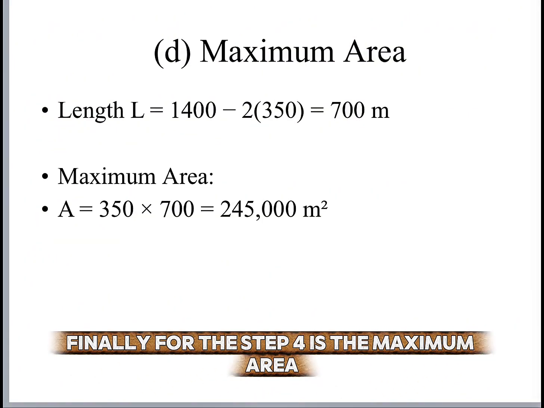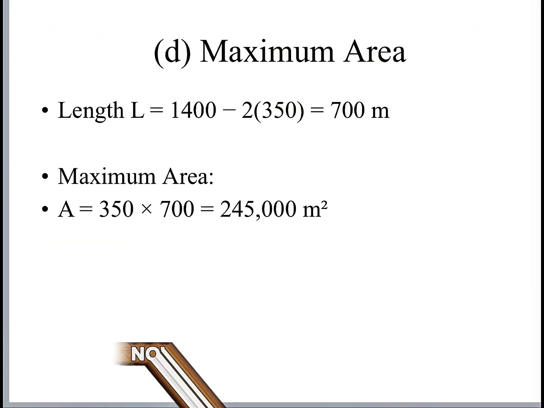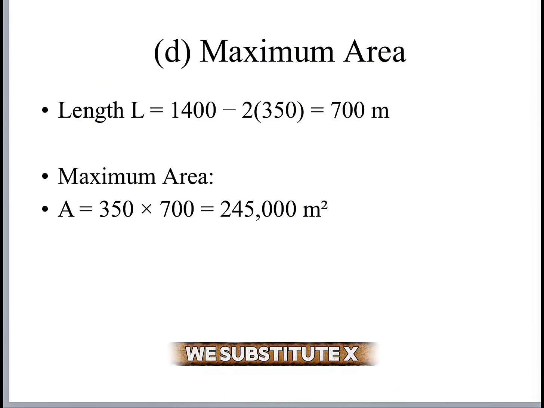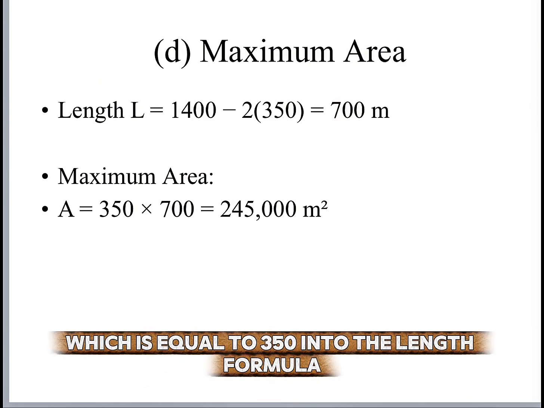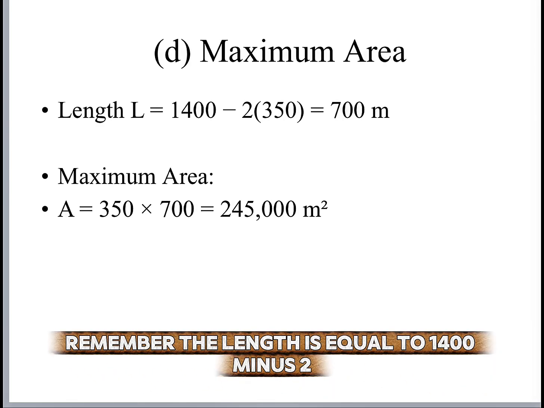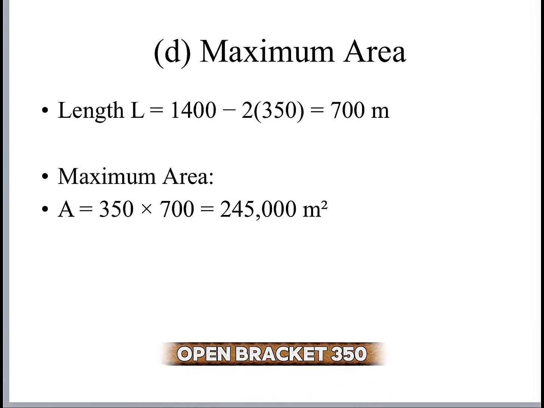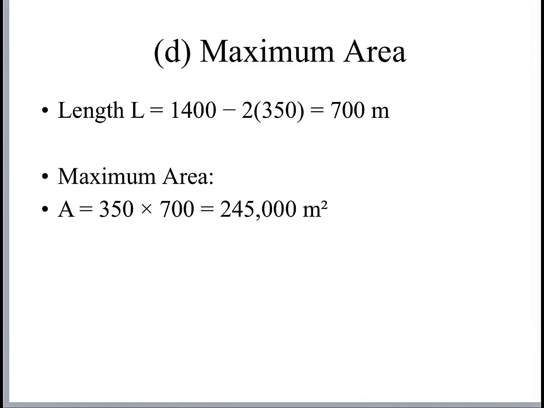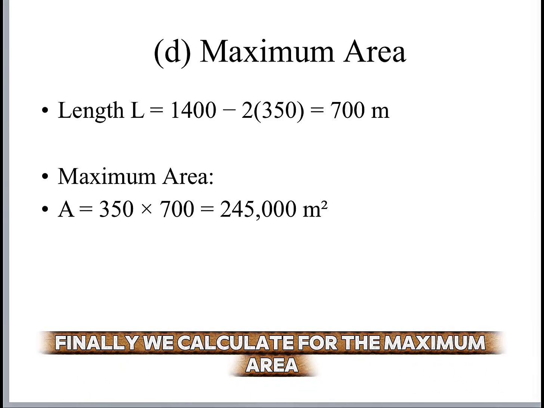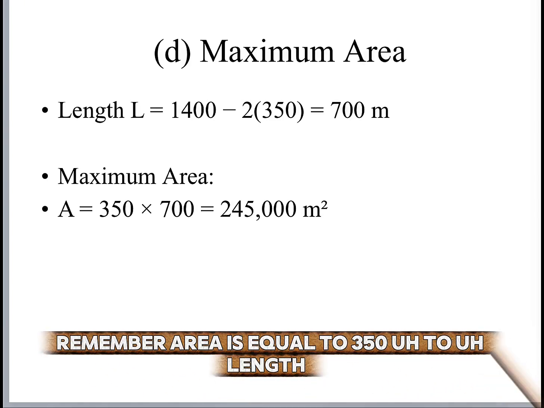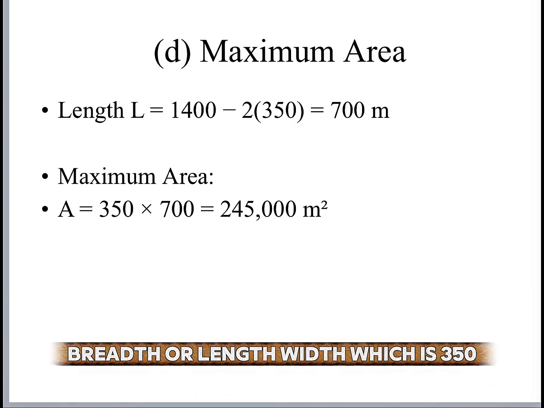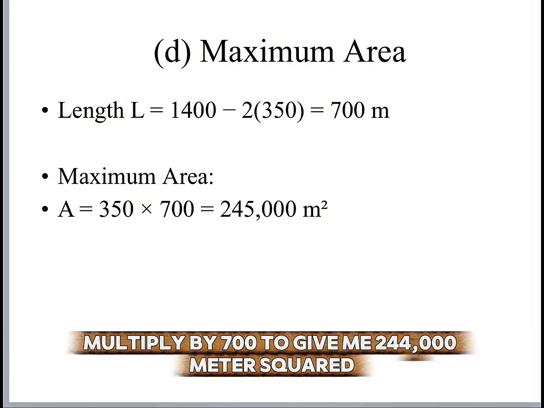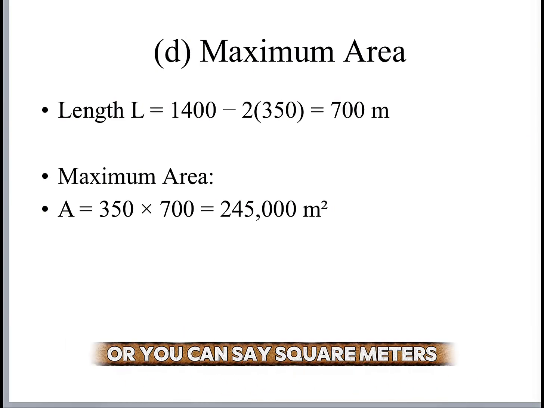Finally, step 4 is the maximum area. Now let's find the length. We substitute X equals 350 into the length formula. The length is equal to 1400 minus 2 times 350. So 1400 minus 700 gives me 700 meters. Finally, we calculate the maximum area. Area is equal to length times width, which is 350 multiplied by 700, to give me 245,000 square meters.